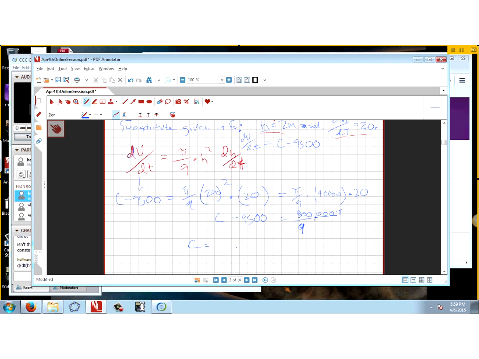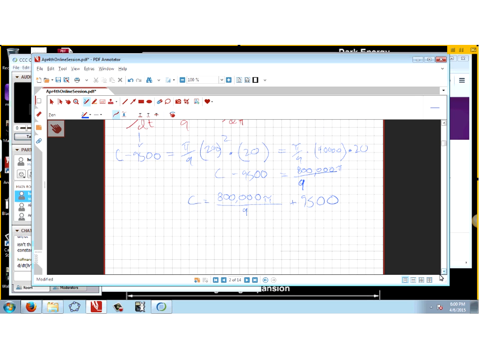I'm not going to try and simplify that, but then I get c is equal to, this is dV/dt, I get c is equal to 800,000 pi divided by 9 plus 9500. And so this is c, which is equal to the volume flow into the tank, the volume rate of change going into the tank.